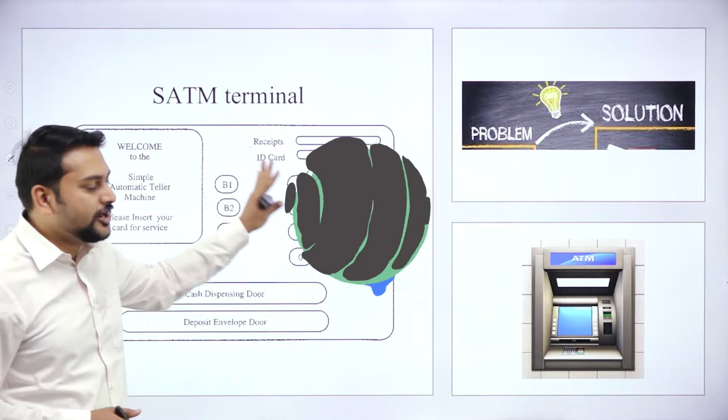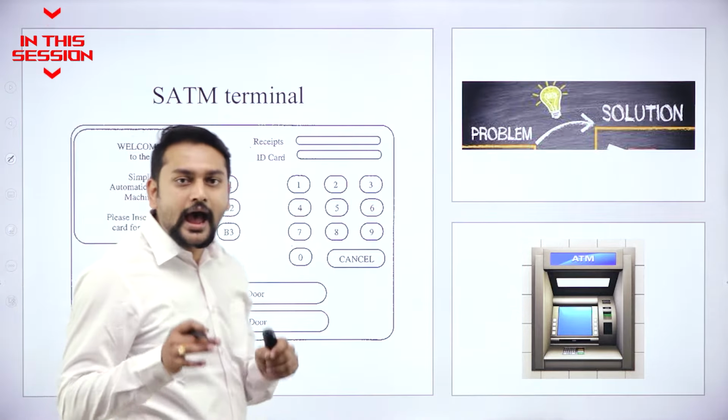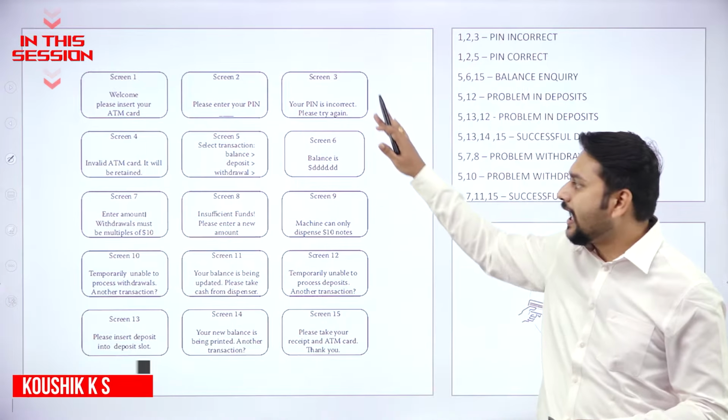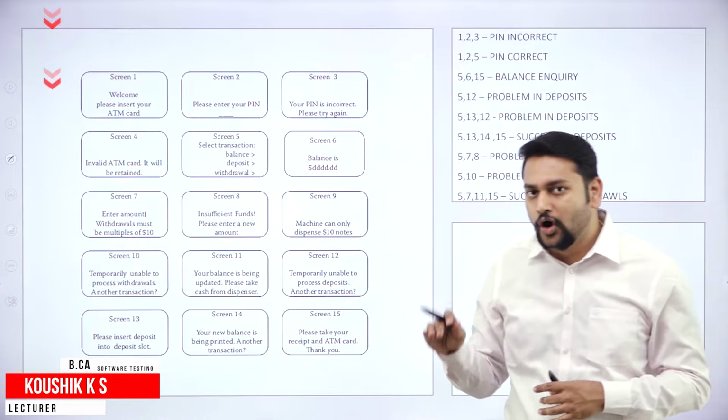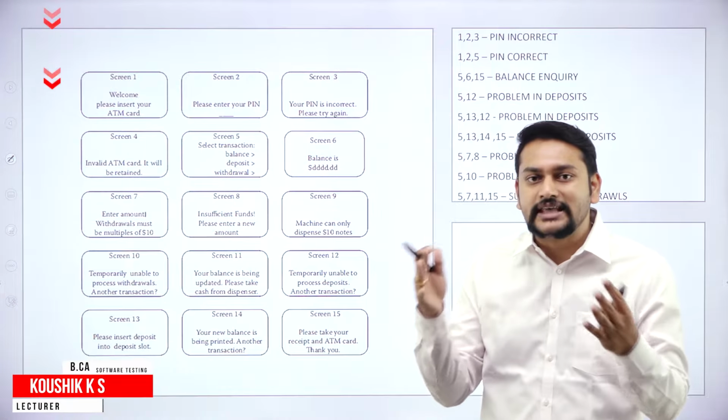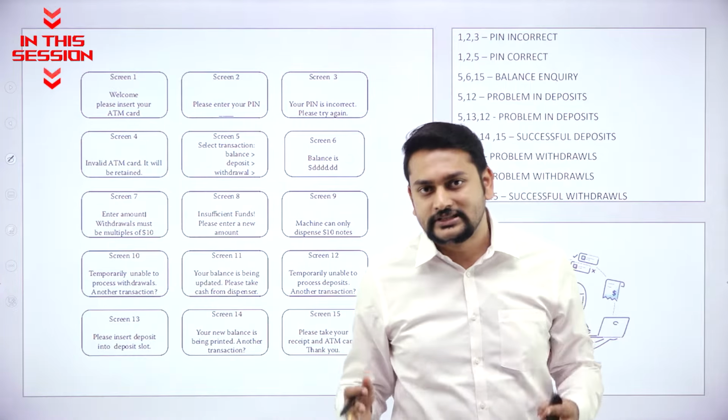This is the terminal that you will get with the automated teller machine. 15 screens is what I have listed out here. So I will be showing the flow of the screens, how exactly we will be operating with this.